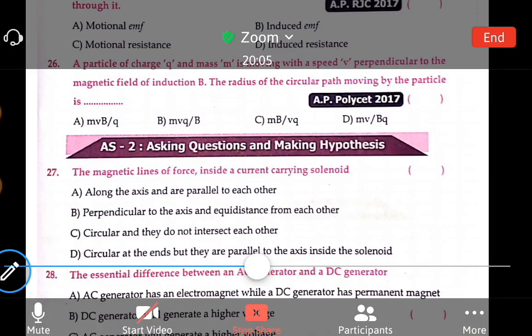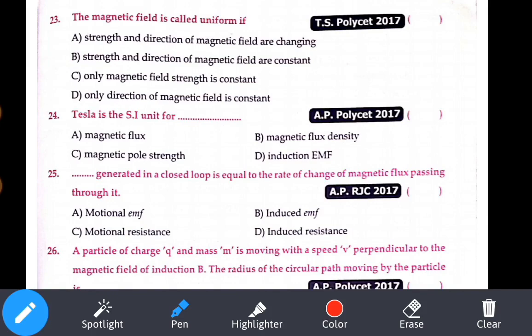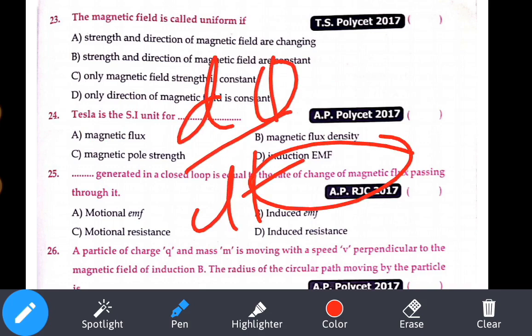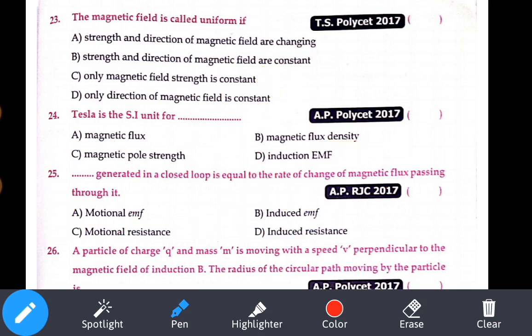Okay, magnetic field is uniform when? The magnetic field is uniform when the strength and the direction are constant, then only we can say that it will be uniform. So strength and direction of magnetic field is constant. Option number B. Tesla is the SI unit. A few minutes back only we have seen that Tesla is the SI unit of magnetic flux density. Option number B. Dash is generated in the closed loop and is equal to the rate of change of magnetic flux. When the magnetic flux is changing with respect to time, what is induced? EMF will be induced, induced EMF. It is not motional EMF, induced EMF.